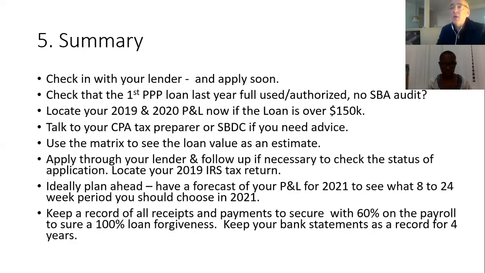Don't just assume, oh, I've completed it and sent it to them. Check to know that the lender has accepted this. And locate your 2019 IRS tax return in any event, because the lender will not be able to transfer funds into your account if they haven't seen that tax return. Ideally, plan ahead. Have a forecast of your P&L for 2021, so you can see what 8 or 24-week period within that you should choose, because you'll be thinking ahead about the loan forgiveness component.